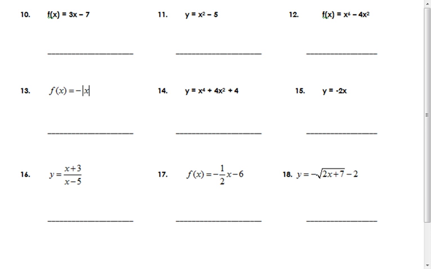All right, number 10, degree of 1, so it's linear. Number 11, degree of 2, so it's quadratic. Number 12 is a little different there. You can see that it's x to the 6th minus 4x squared, which doesn't look like any of the ones we've had.